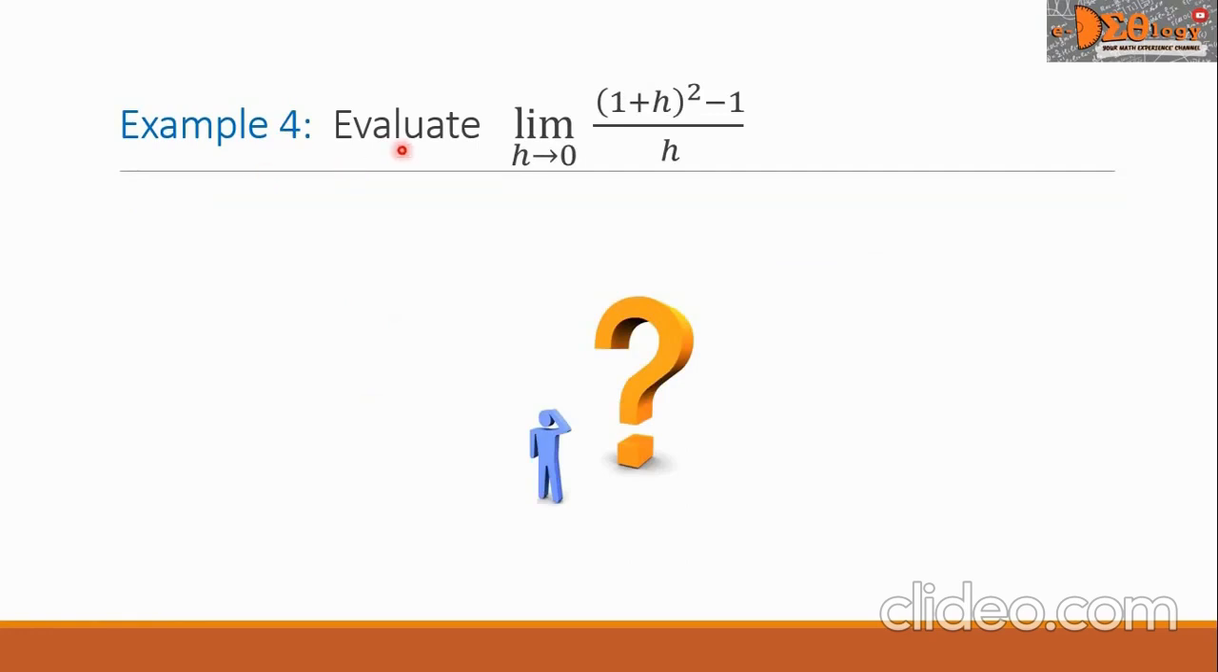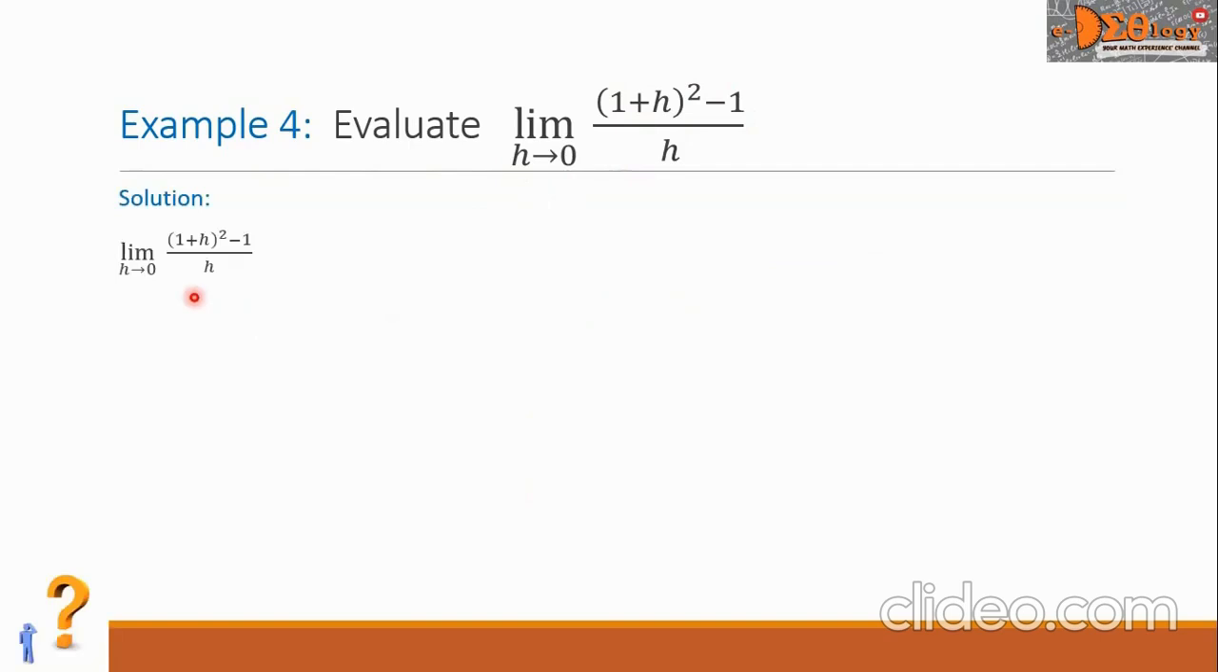Example 4. Evaluate the limit of the function the quantity 1 plus h squared minus 1 all over h as h approaches 0. Let us copy this function down here, and then take note again that when we substitute the value 0 to the h, we will get an answer that is 0 over 0, and that is indeterminate form.